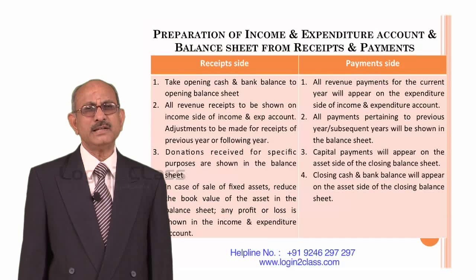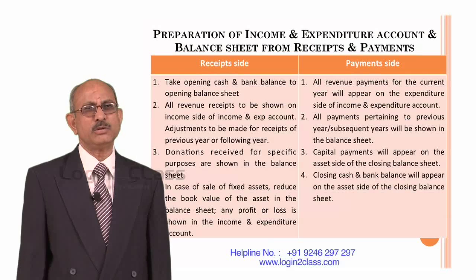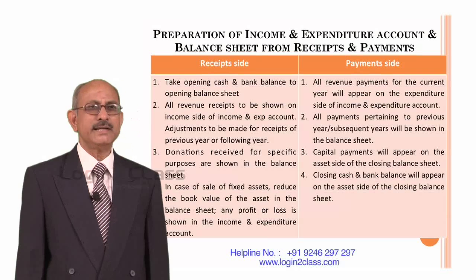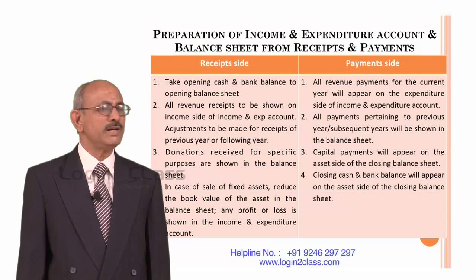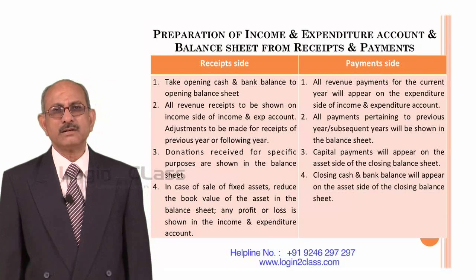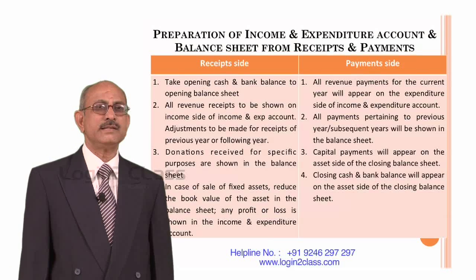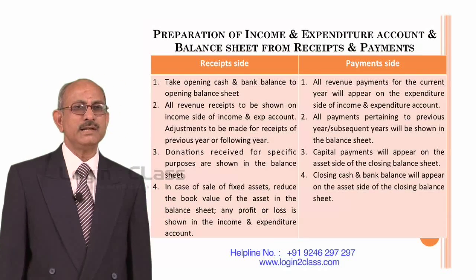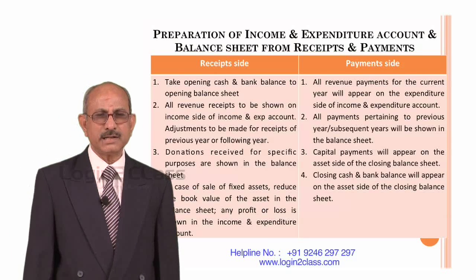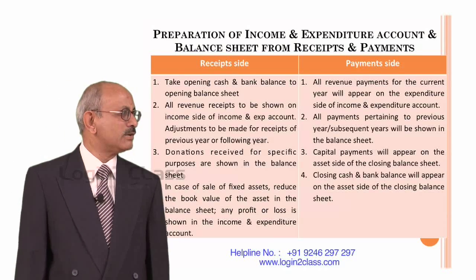And similarly, donations which are received for specific purposes are taken directly to the balance sheet. They will not be taken to the income and expenditure account. And in the case of sale of fixed assets, reduce the book value of the asset in the balance sheet. Any profit or loss only is taken to the income and expenditure account. The receipt side takes all receipts, whereas in the case of the income and expenditure account, you take only the profit or loss. If there is a profit, you take it to the income side of the income and expenditure account. If there is a loss, you take it to the expenditure side of the income and expenditure account.